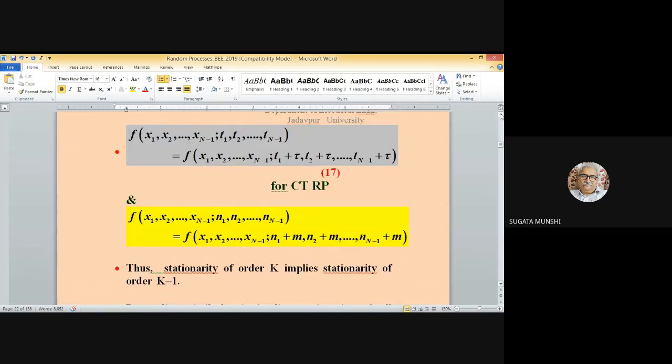So if you find that a certain random process has fourth order stationarity, automatically it will have third order stationarity, second order stationarity, and first order stationarity. If you find that a random process has third order stationarity, automatically it will be second order stationary as well as first order stationary. If you find that a random process has second order stationarity, it is obvious that it will also have first order stationarity.